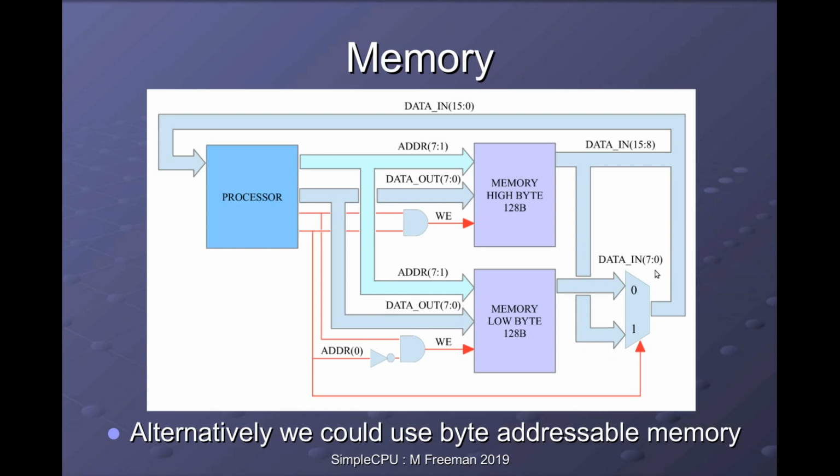And that's what this output multiplexer here allows us to do. So when I perform a read operation, again, the address comes out onto this address bus, identifying the location I want to read. Both memories will be accessed, but only one of them will be driving the data onto the low 8 bits of the data bus going into the processor. And again, that selection is made by address line, address 0.